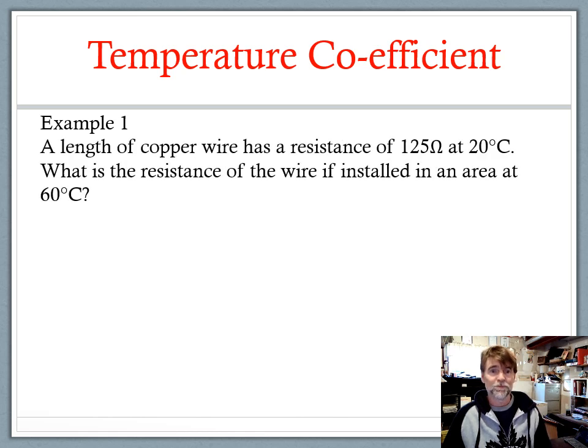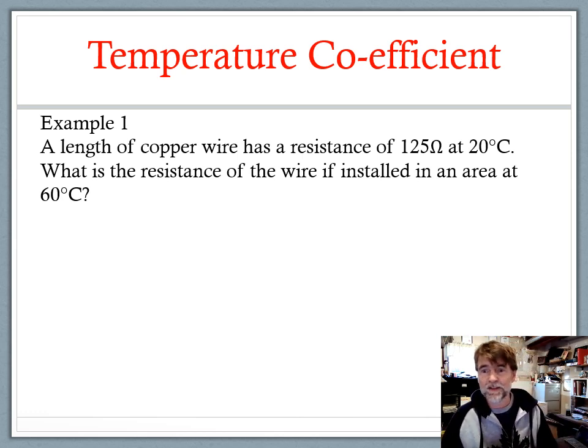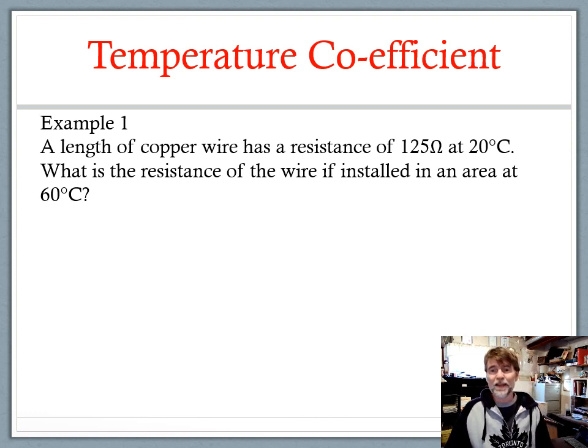Let's put some numbers to it. We have a length of copper wire, and we calculated that the resistance is 125 ohms at 20 degrees Celsius. These aren't very realistic numbers, but a nice place for us to start, practice the math. 125 ohms at 20 degrees Celsius. So that was calculated from the size of the wire and the specific resistance of copper. That gets us to this point. Now the question is, what would be the resistance of the wire if it was installed in an area at 60 degrees Celsius?